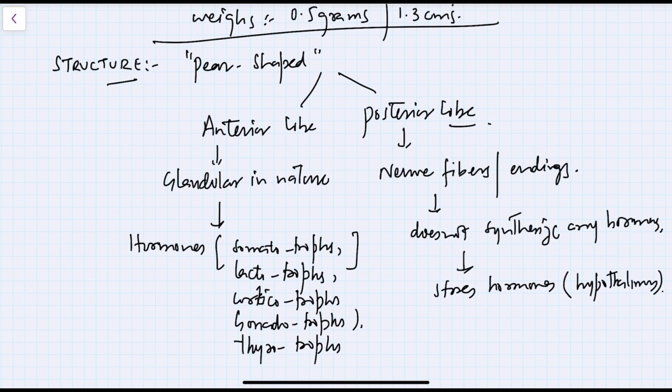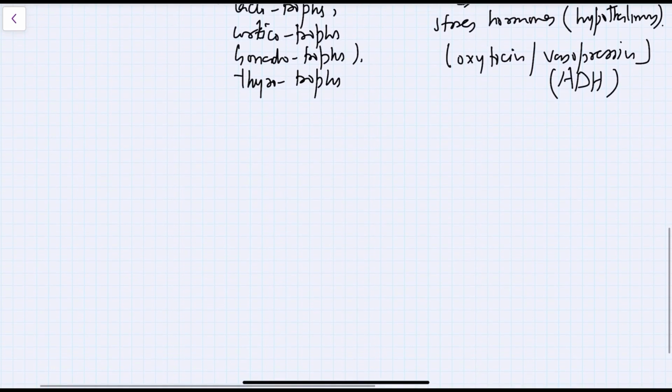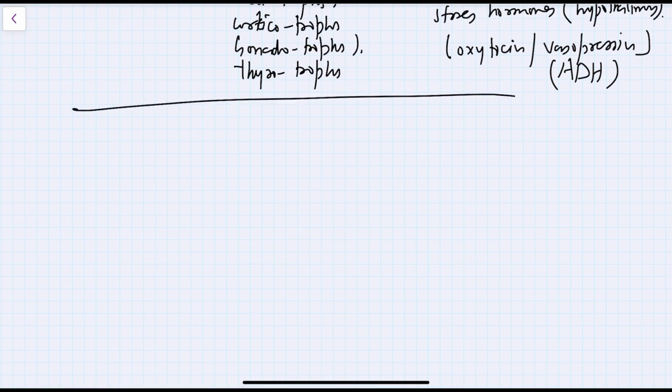And which hormones does it store? It stores the hormones from the hypothalamus, and those hormones are oxytocin and vasopressin. Vasopressin is also called the antidiuretic hormone, or ADH.